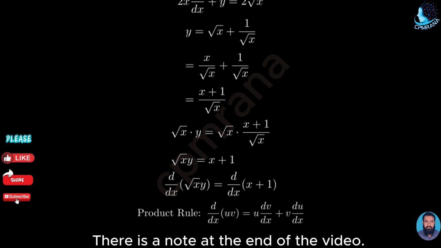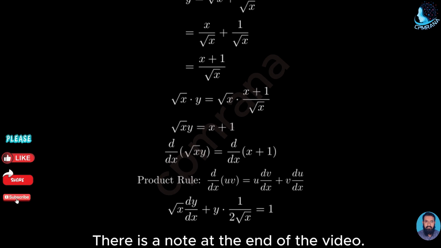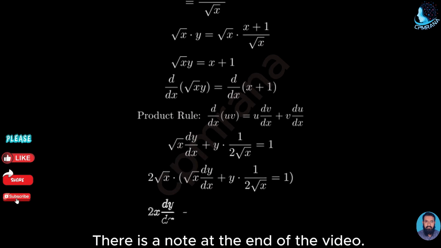Applying the product rule, we get square root of x times dy/dx plus y times the derivative of square root of x. Remember, the derivative of square root of x is 1 over 2 square root of x. Finally, to get our target form, we multiply all terms by 2 square root of x. This clears the fraction and gives us our final result. 2x times dy/dx plus y equals 2 square root of x.